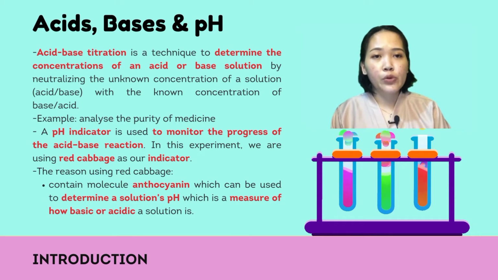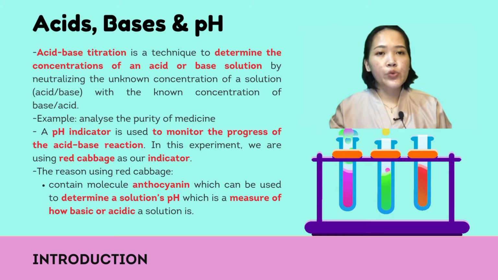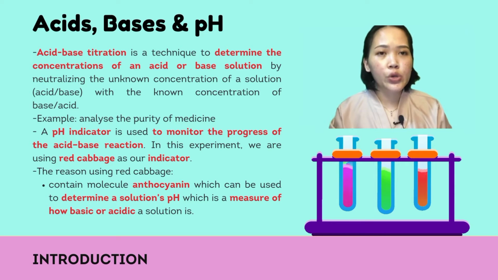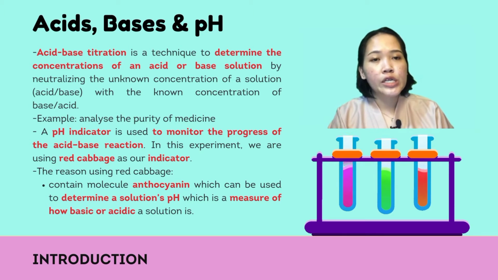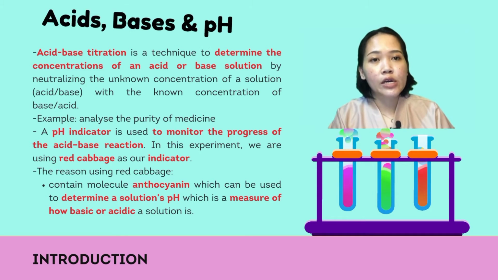So in this experiment, we are going to use Red-Cabbage as our indicator. The reason we use Red-Cabbage is that it contains an indicator pigment molecule called flavin, which is a type of molecule called anthocyanin. Consequently, the color of an anthocyanin solution can be used to determine a solution's pH, which is a measure of how basic or acidic a solution is.